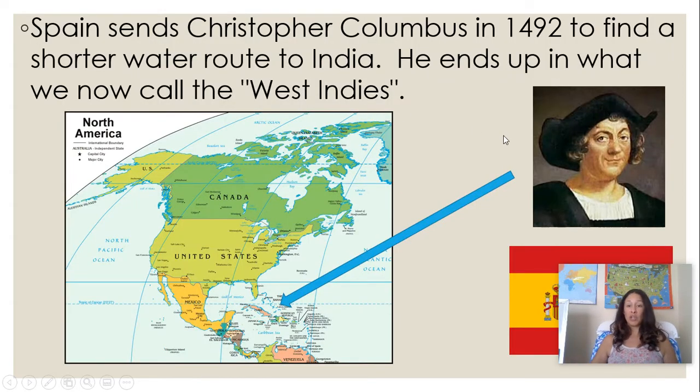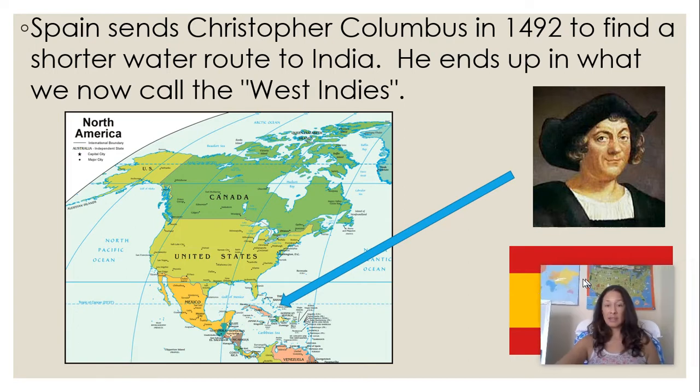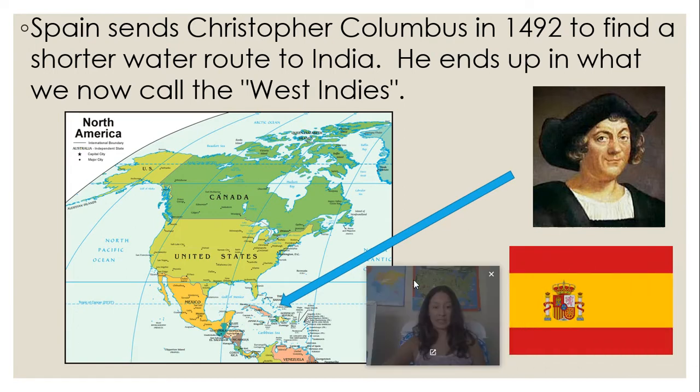So, we already know that Spain had sent Columbus in 1492 to sail the ocean blue. He was looking for a shorter route to India, but actually ended up in modern-day Cuba. And this is kind of where the colonization of Spain begins, in what we now call the West Indies.